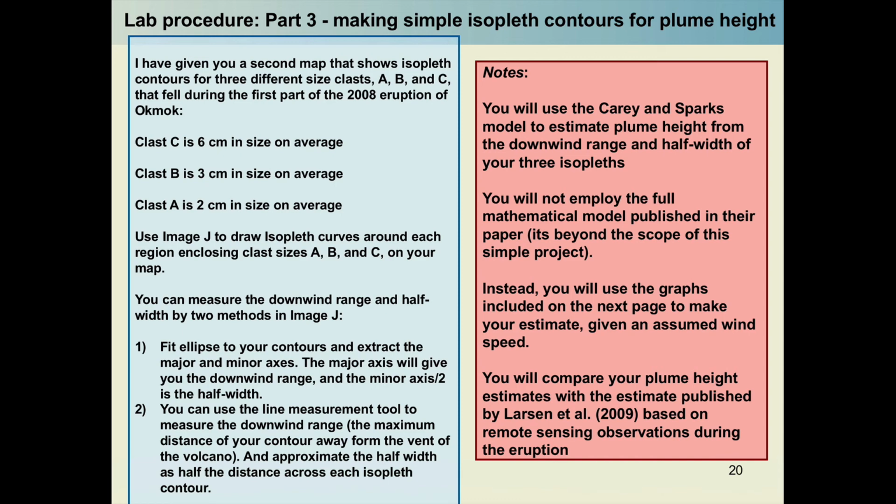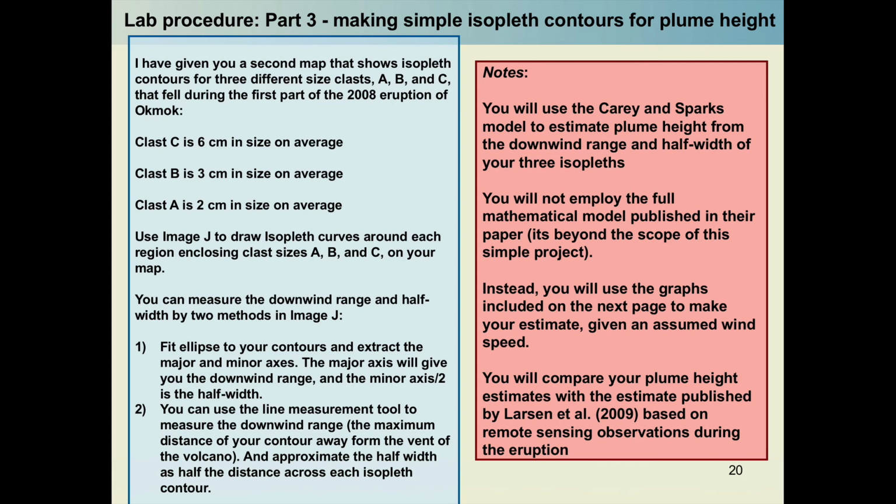Locations marked C represent clasts that are on average 6 centimeters in size. Locations marked B are those that are on average 3 centimeters in size, and A is 2 centimeters in size on average. You're going to use ImageJ again to draw isopleth curves around each region enclosing clast sizes A, B, and C on your map.